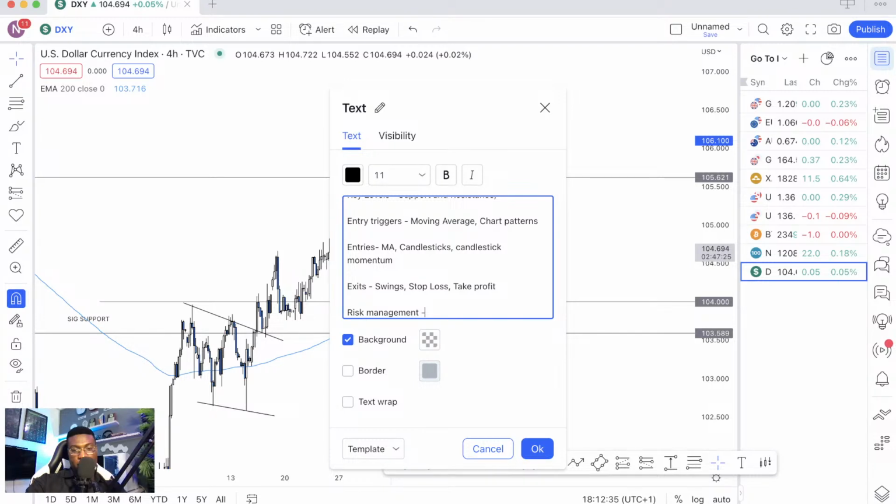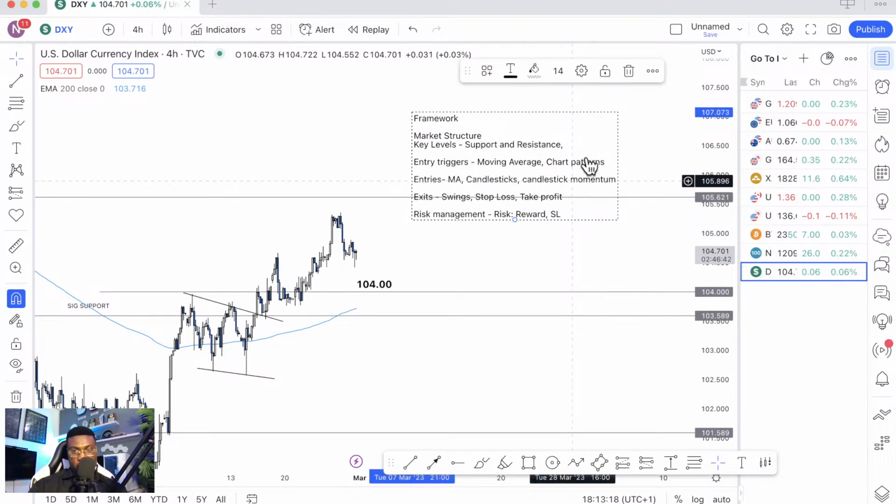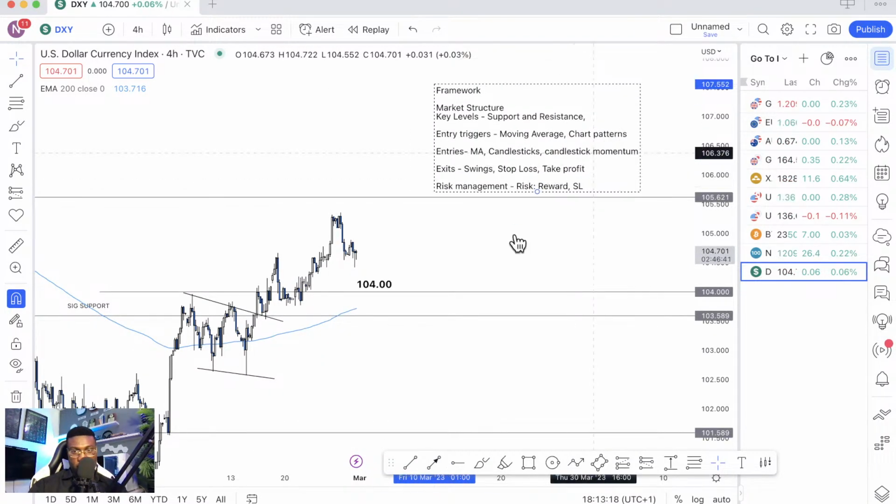Not sure why it's a bit slow. Okay. Just keep it somewhere here so you guys can always have that in mind.